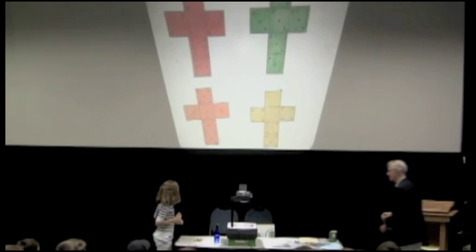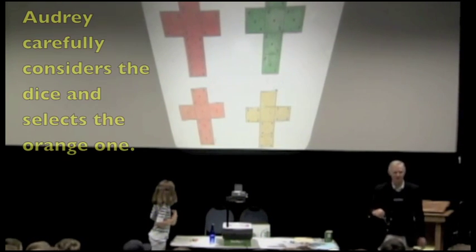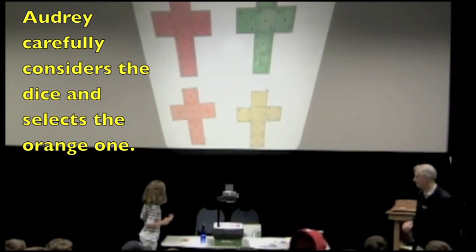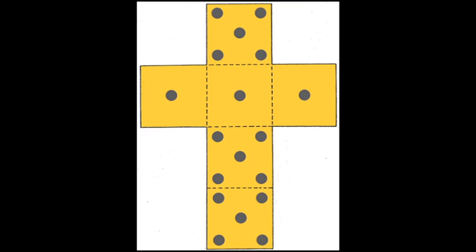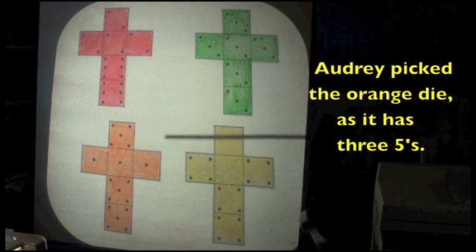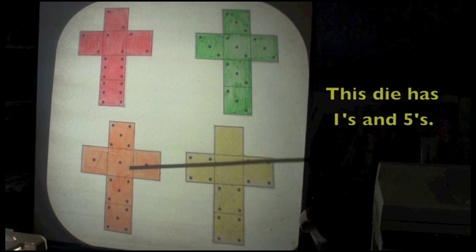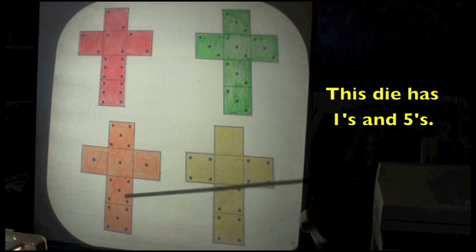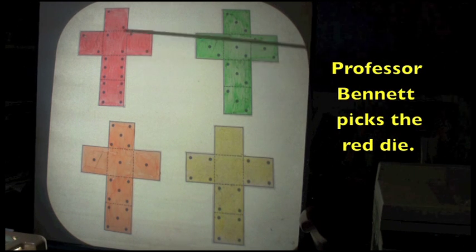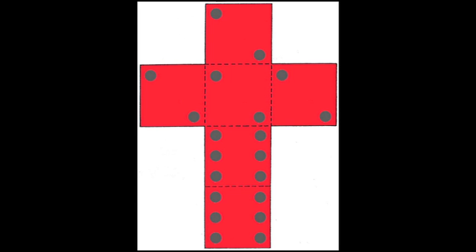okay, you got one? Audrey picked a die with 3 5s and 3 1s. Okay, she picked the orange one, this one right here. That's got 1s and 5s. I'm going to pick the red one. She will be competing against the red die.